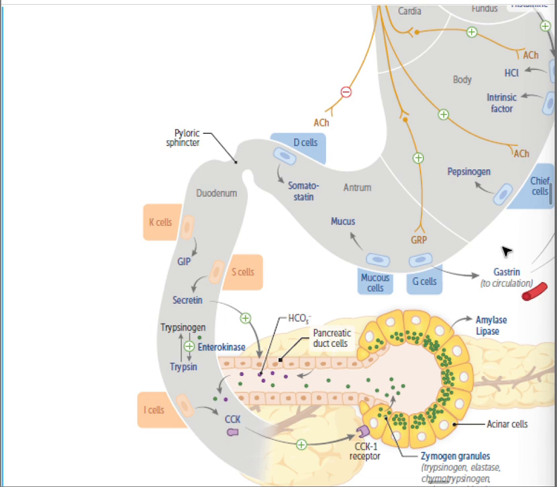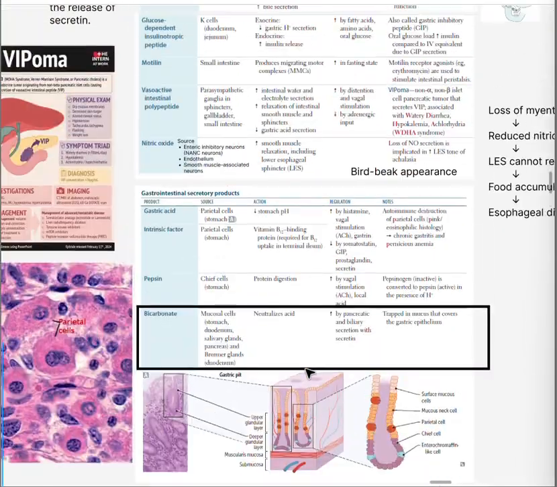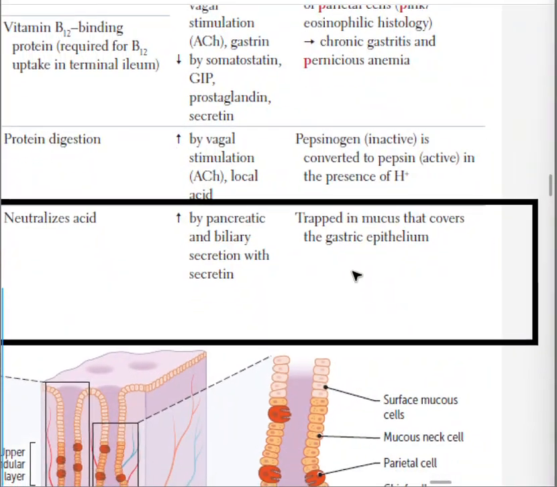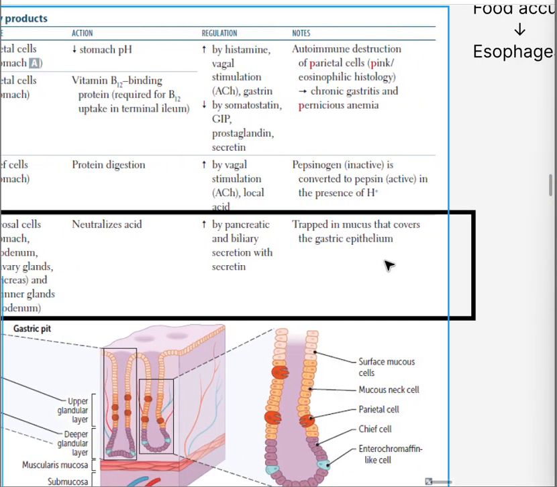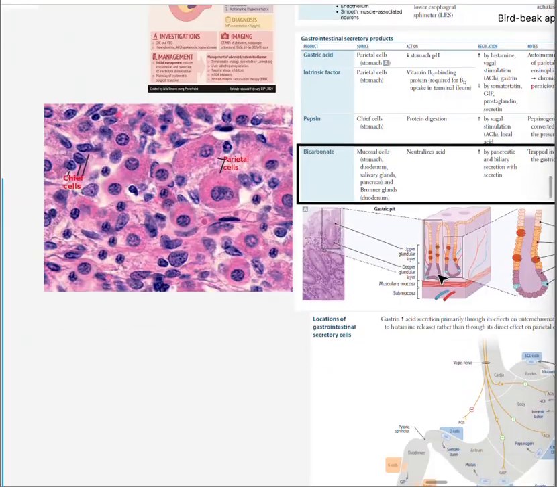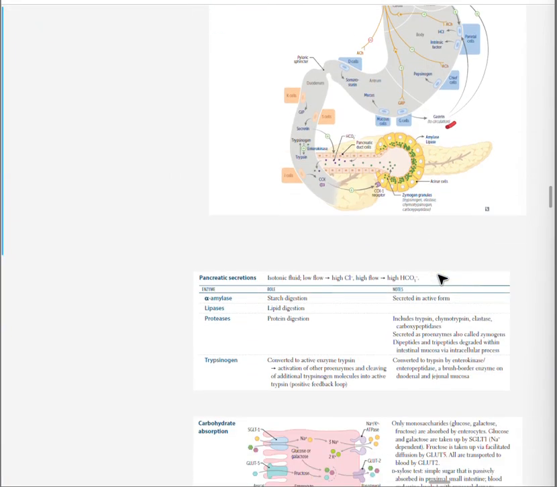The net effect in the duodenum is neutralizing the gastric acid, which raises the pH, because alkaline means higher pH, which is optimal for the pancreatic enzymes, because the pancreatic enzymes include lipase, amylase, and proteases. Secretin increases the bicarbonate by stimulating pancreatic and biliary secretions, right? Also, the bicarbonate is trapped in mucus that covers the gastric epithelium. Okay, we stop here.